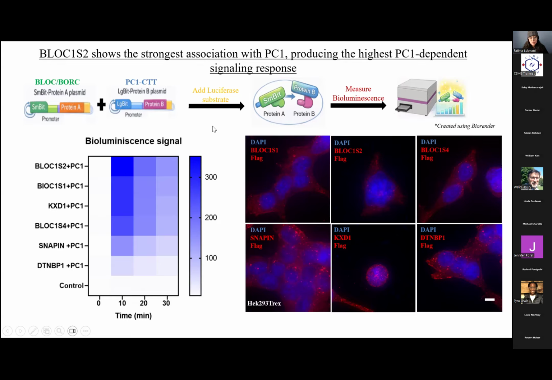So these cells were co-transfected, transiently transfected in HEK293, and then upon addition of the luciferase substrate, if the binding is really strong, then it will generate a correspondingly higher signal intensity, which is measured in terms of bioluminescence. So here the heat map shows that S2 has the highest signal intensity, followed by S1.